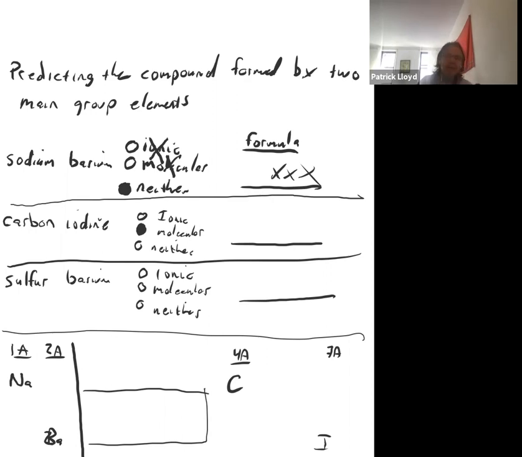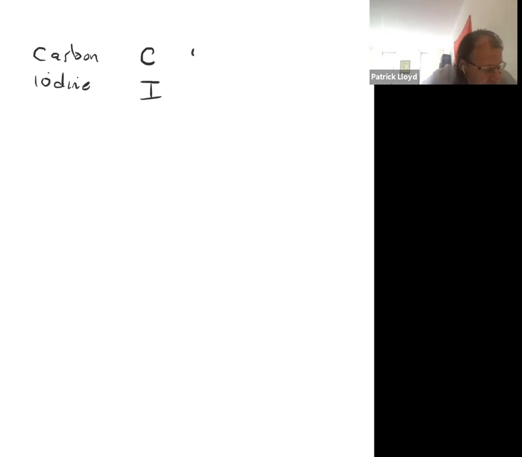Now, if it's molecular, here's what you do. You want to do the Lewis structure for the substance. So I'm going to make a little room here. Let me just save this one. And let me make a little room here. So we're going to do carbon and iodine. It's an interesting problem. Carbon is in group 4A, so that means it has 4 valence electrons. Iodine is in group 7A, so that means it has 7 valence electrons.